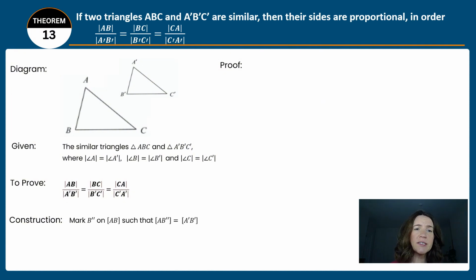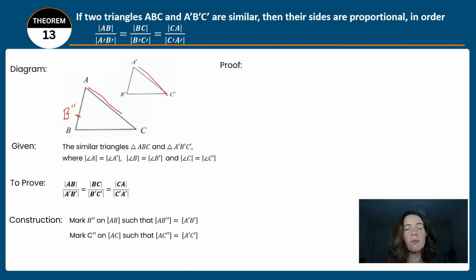So our construction says we want to mark B double prime on AB so that its length is the same as this length, A prime B prime. So I'm going to put it here. Now you don't have to measure this with a ruler, but it should look fairly accurate. So mark B double prime such that AB double prime is equal to A prime B prime. Okay, got it. The next thing I've got to do is mark C double prime on AC such that the length from A to C double prime is equal to A prime C prime. So I think it's going to be about here. Call that C double prime.